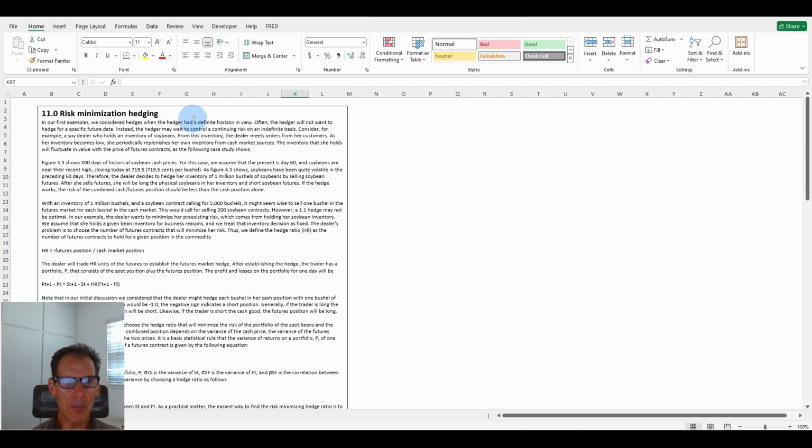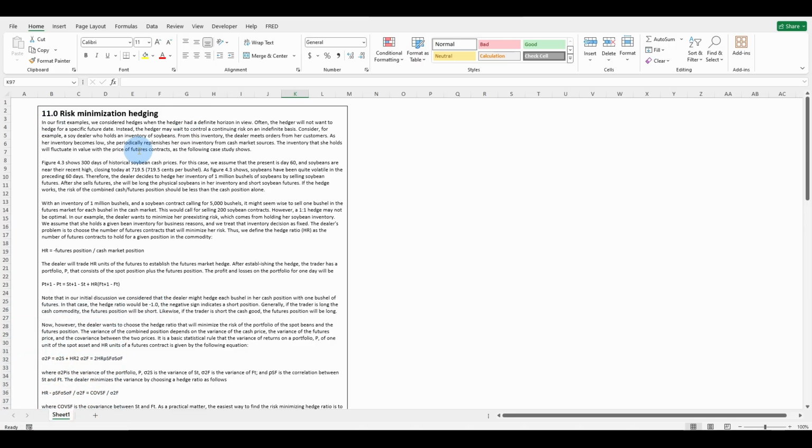What are we looking at? Risk minimization hedging. What does that mean? In our first example, we considered hedges when the hedger had a definite horizon in view. Often the hedger will not want to hedge for a specific future date. Instead, the hedger may want to control a continuing risk on an indefinite basis.